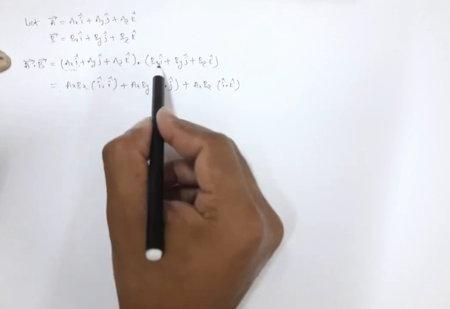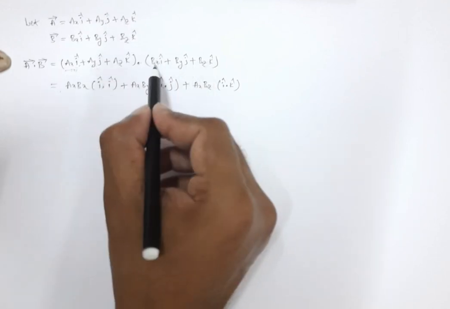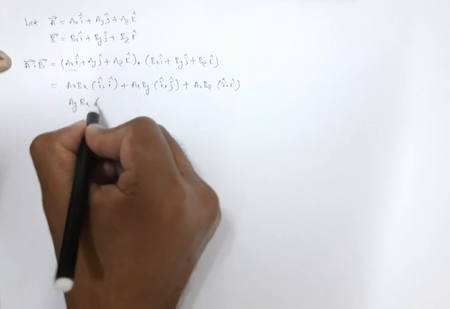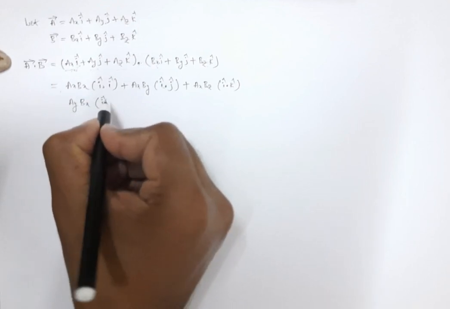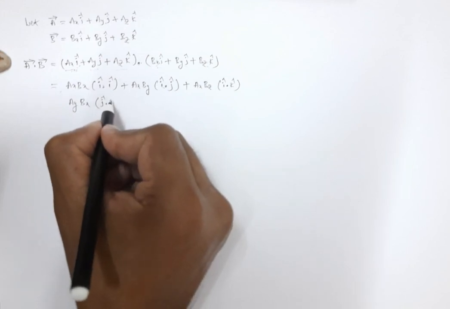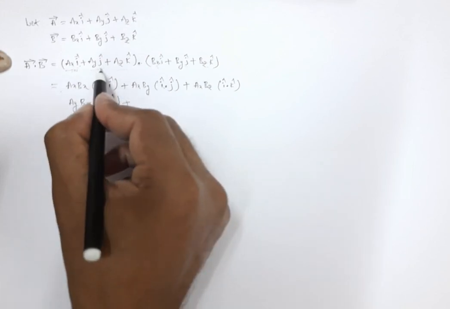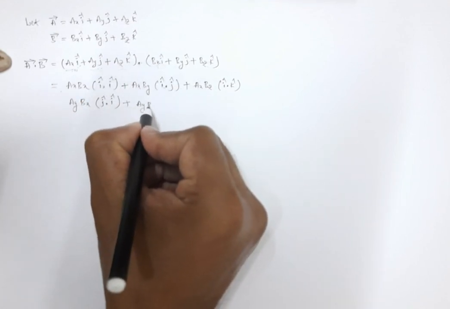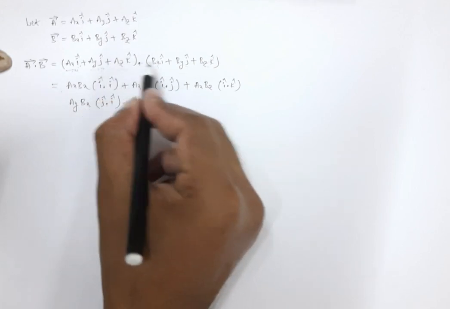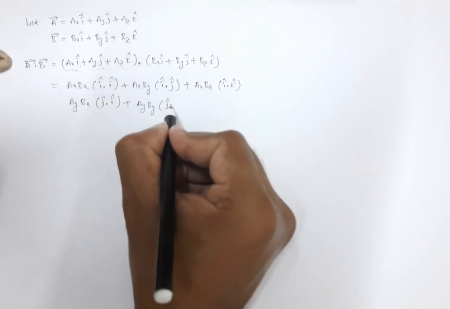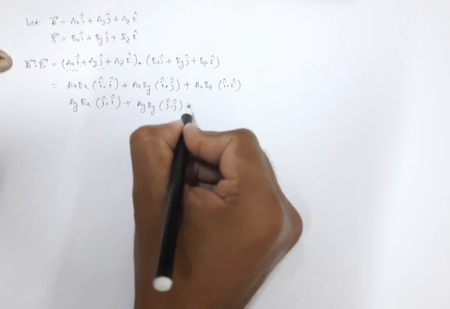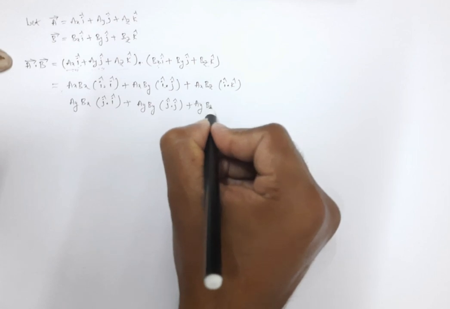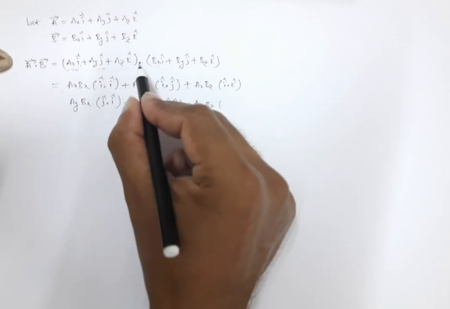So the first term and the three terms are over. Now take the second term, ay into this value: ay bx, j cap dot i cap. Next, ay by, j dot j. Next, ay bz, j cap dot k cap.